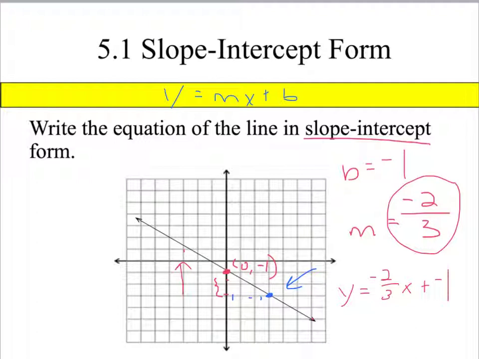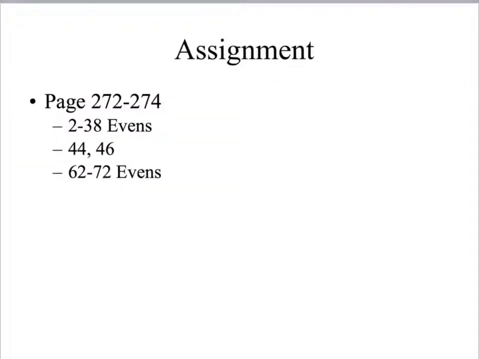All right, so your homework starts right now. Please do pages 272 through 274, 2 through 38 evens, 44 and 46. You are going to be writing down equations. And then 62 through 72 evens is going to be a little bit of review. So you're going to be writing down equations similar to what we just did in those 5 example problems.